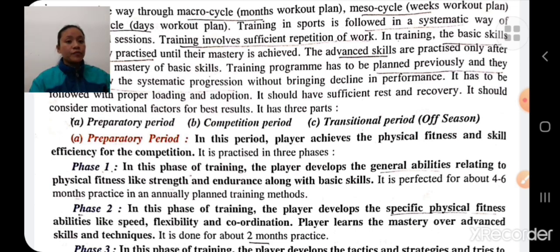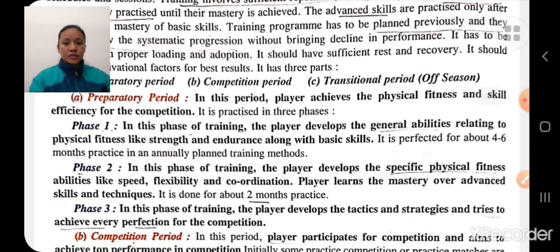This is the preparative period, which means preparing a player for the competitions. In the preparative period, we make them physically fit. We develop their physical fitness and skill. The preparative period is divided into three phases. In the first phase, the players develop the general ability, like we develop the strength and endurance of a player, and we develop the basic skill. The first phase is of 4 to 6 months.